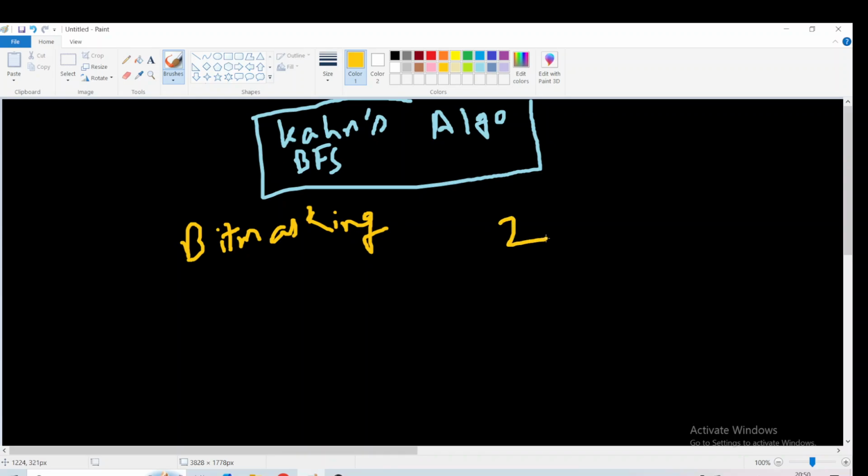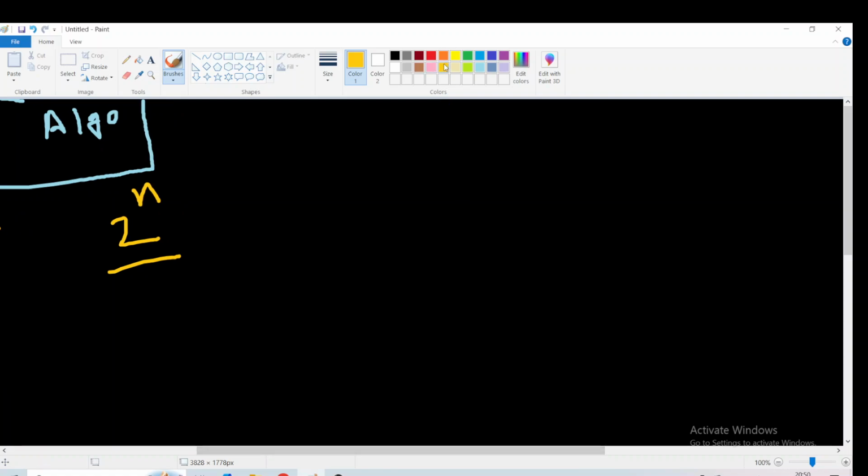Bit masking will be 2 to the power n, and 2 to the power 22 is around 4 times 10 to the power 6, so a 2 to the power n bit masking solution will help us. I'll explain how I solved this problem using bit masking. I used dynamic programming plus bit masking. Let's say I have a mask state, which means visited state. Let's say we have 3 nodes, so in the bit mask we have 3 zeros. Whenever we have visited the 0th node, we'll mark this bit as 1.